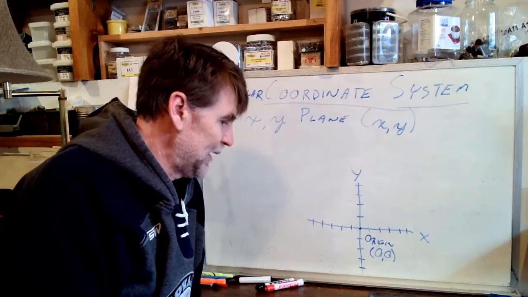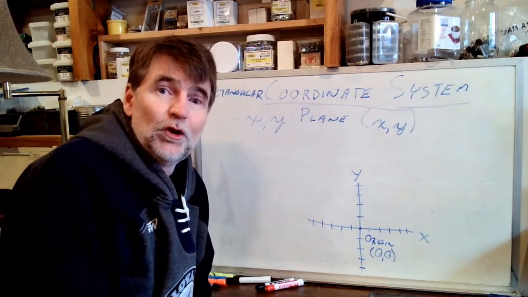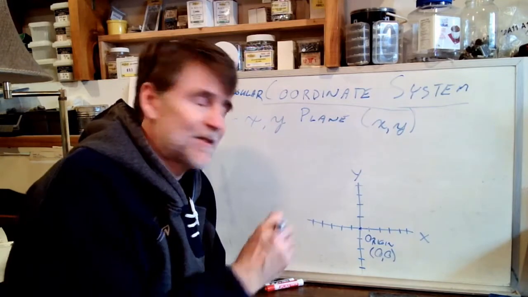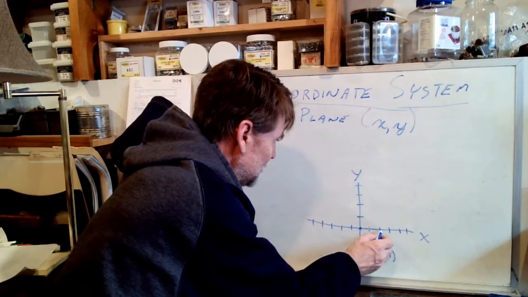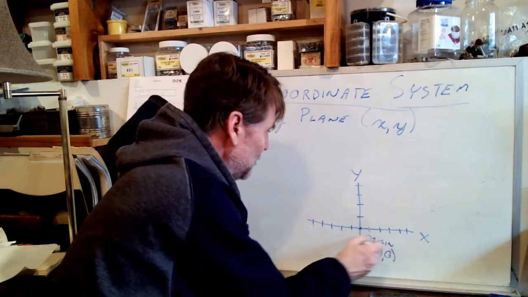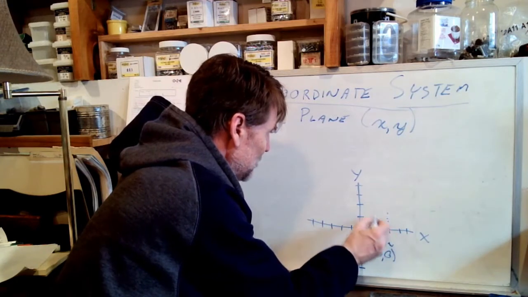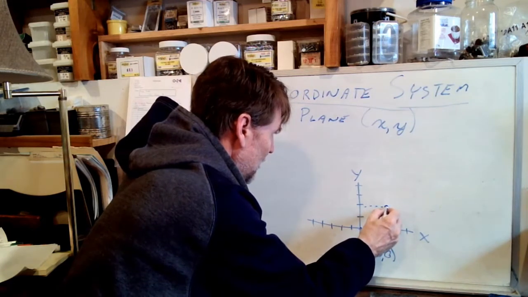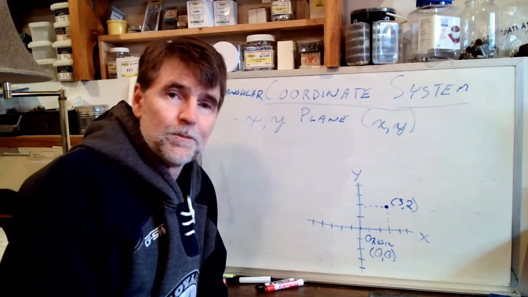But let's plot a point: 3, 2. What that means is that the x value, the x-axis, has a value of 3. So we're going to count out from 0: 1, 2, 3. So there's the x value of 3. And if the y value is 2, then it's going to be 1, 2. So we come up from the x value of 3 and across from the y value of 2, and we establish a point right there that we call 3, 2.